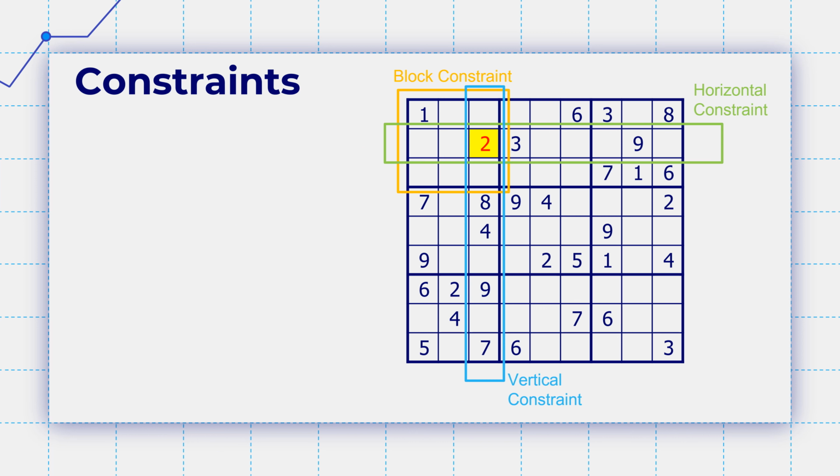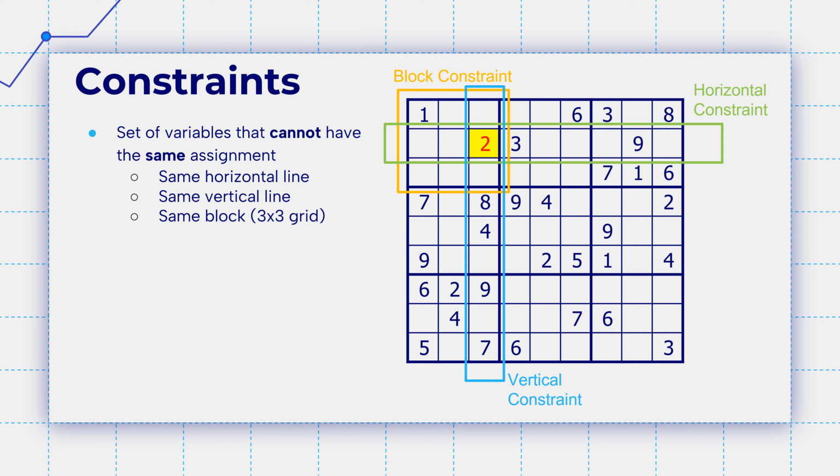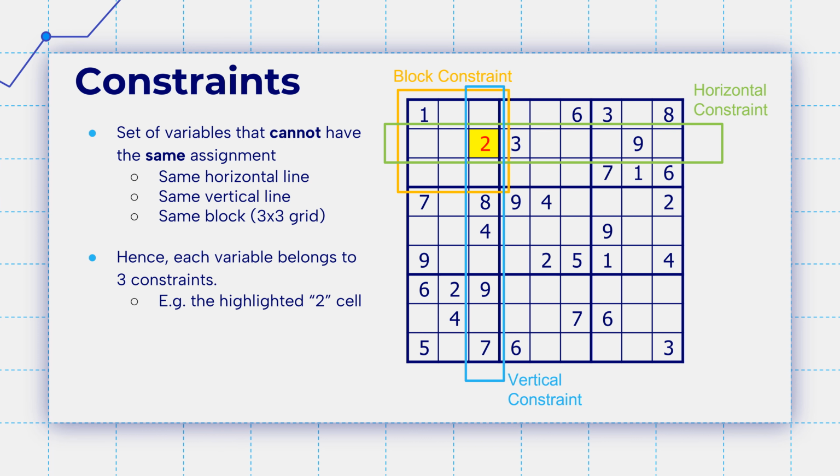We know every row, column, and block needs to have the numbers from 1 to 9. With only 9 spots available, it means that there are some constraints, and the way we define those constraints in Sudoku is a set of variables that cannot have the same assignments, such as cells in the same horizontal line, vertical line, or in the same block. So one variable belongs to 3 different constraints.